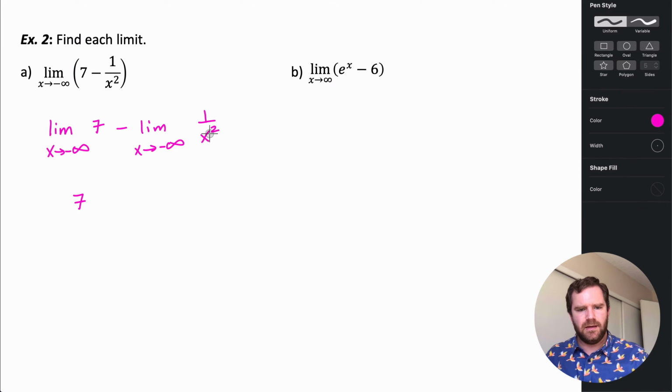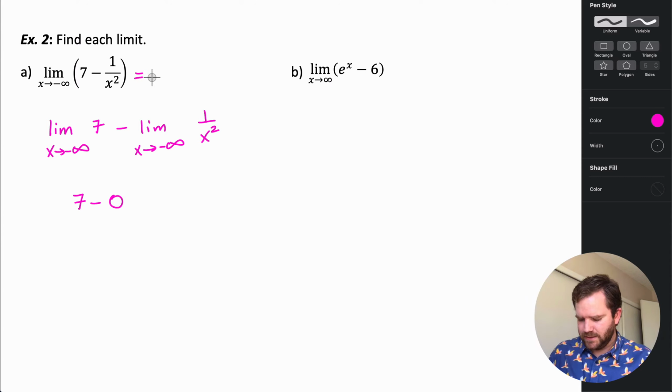It says if I have some constant divided by this value going off to positive or negative infinity, then that would be 0. Because this number is getting bigger and bigger and bigger if I plug in negative infinity, 1 over a really big number is going to be 0. So 7 minus 0, which means this limit is 7.